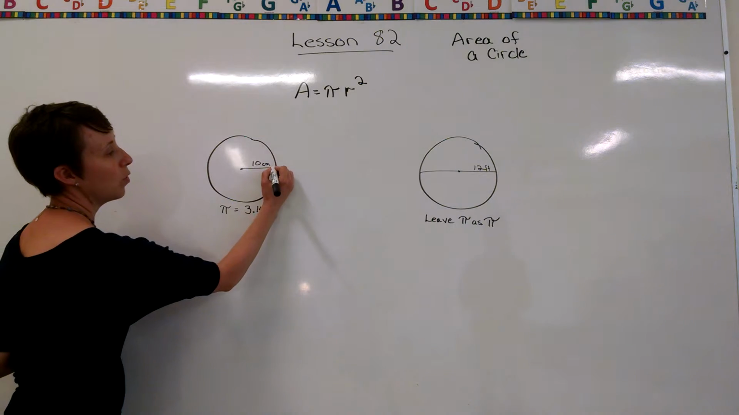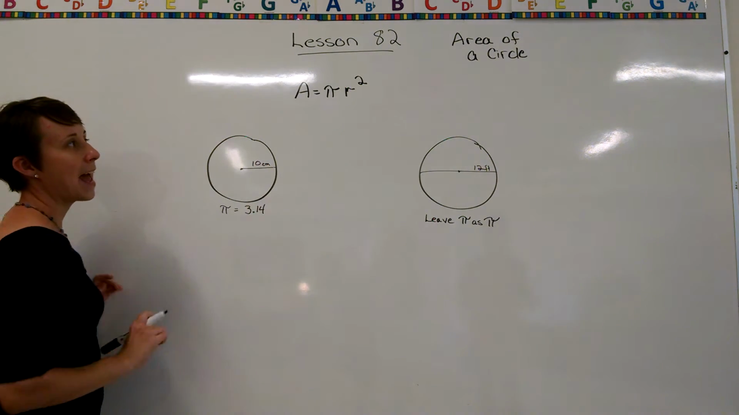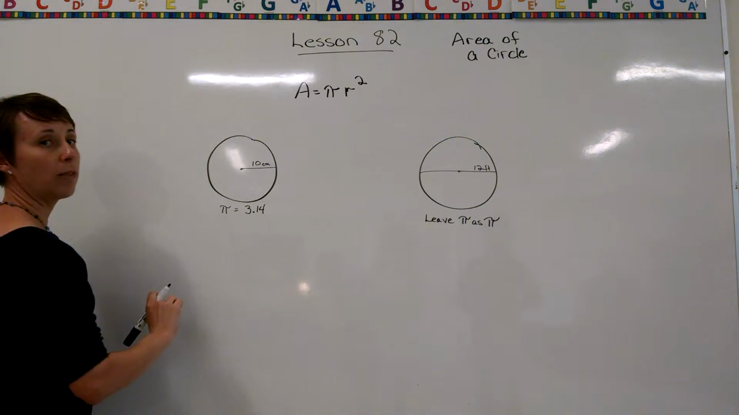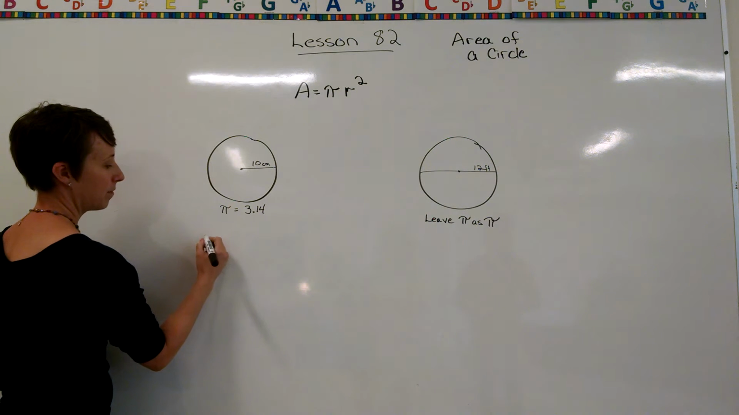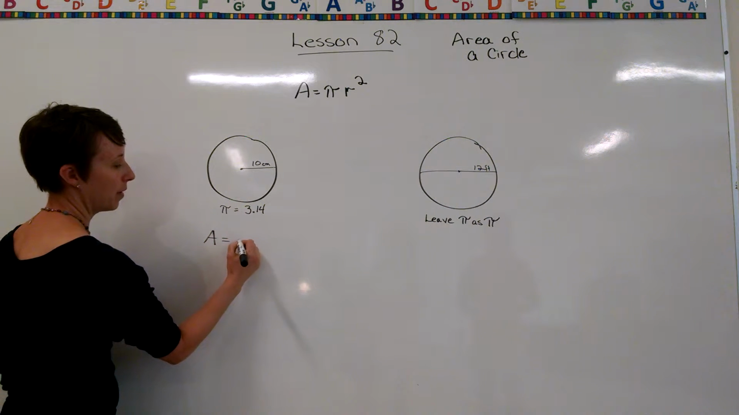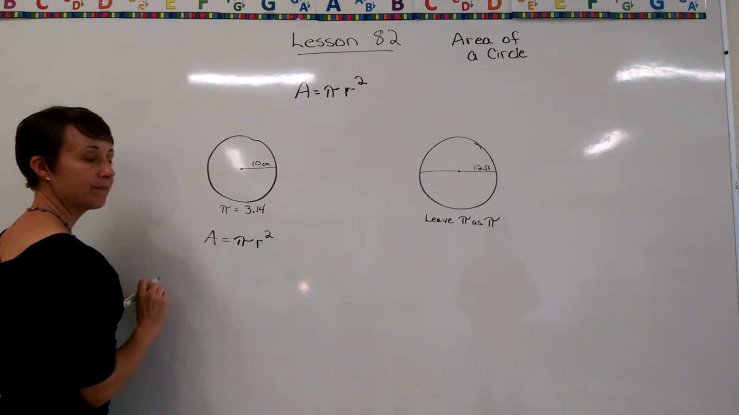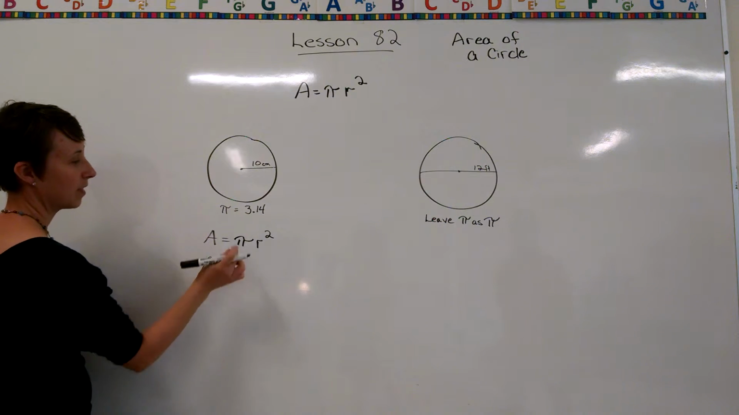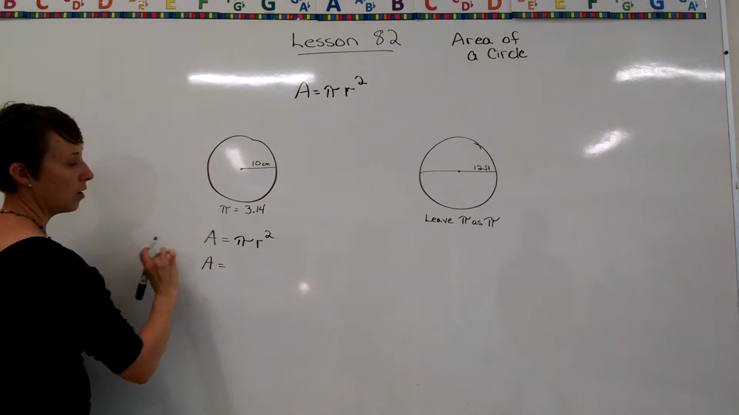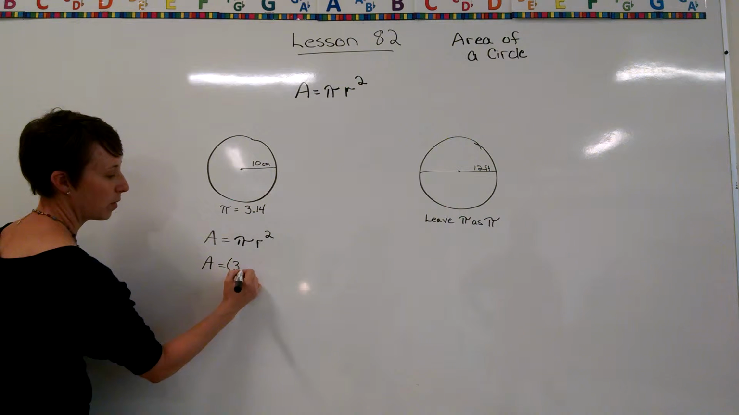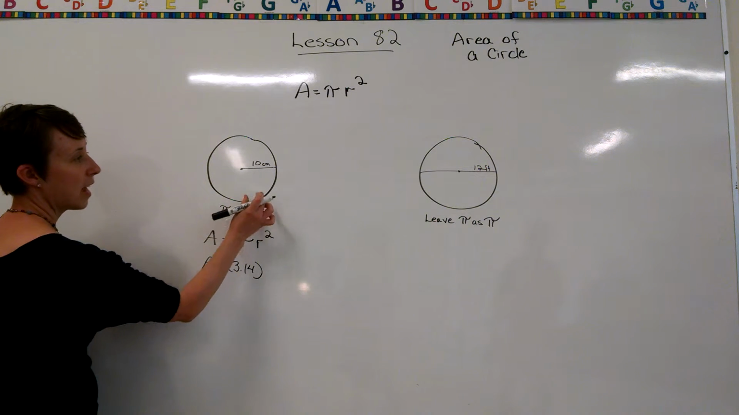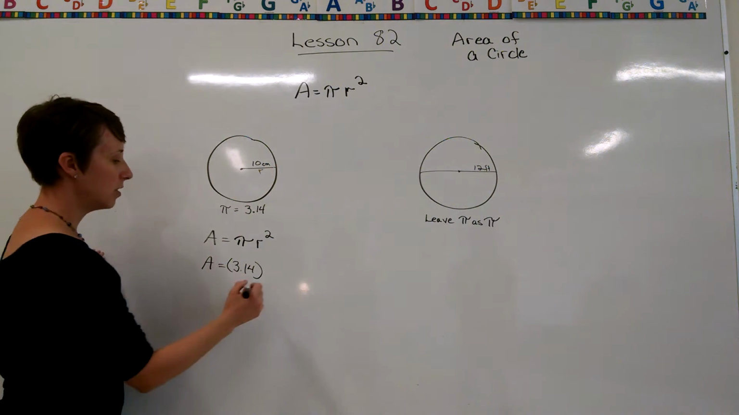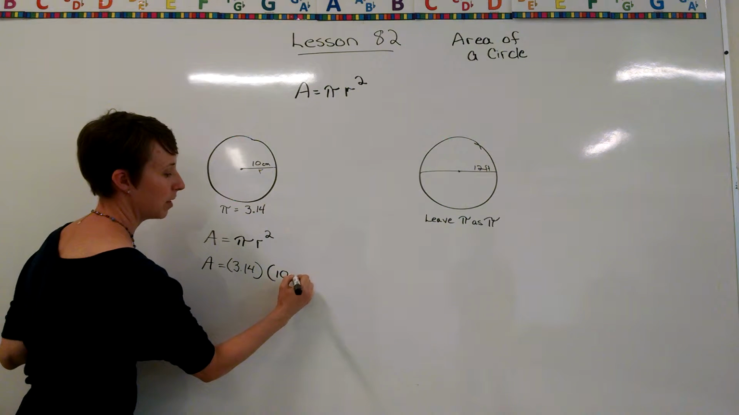Here I have a circle with a radius. My radius is 10 centimeters. And in my problem it says I want to have pi be 3.14. So let's find my area. Always start with the formula. Area equals pi r squared. Then put your numbers into the formula. Area equals. For pi, we're going to use 3.14. So instead of pi, we write 3.14. Times r. Here's r. It's our radius. Our radius is 10 centimeters. 10 centimeters squared.